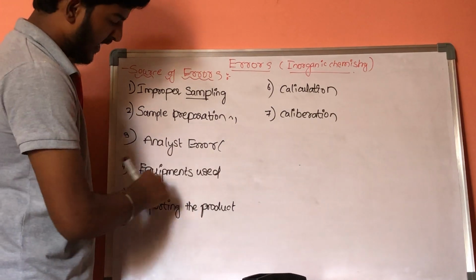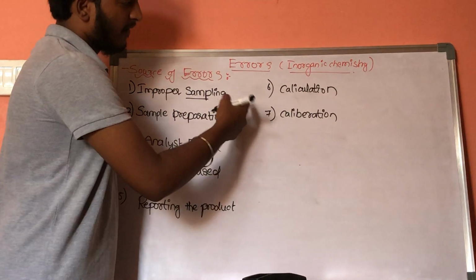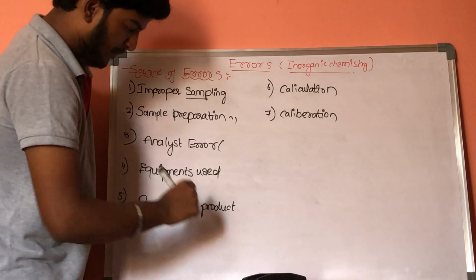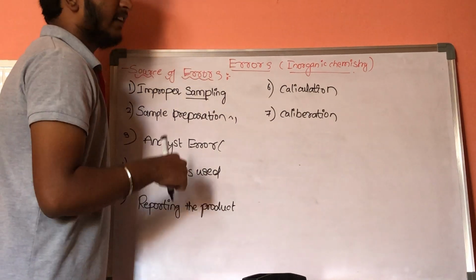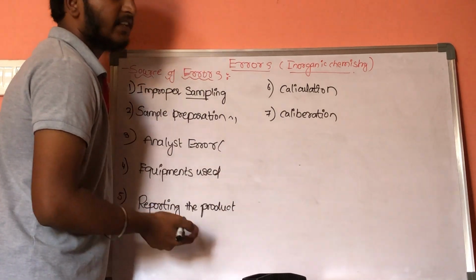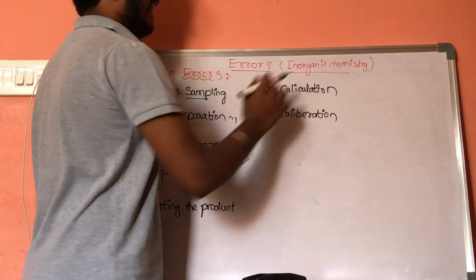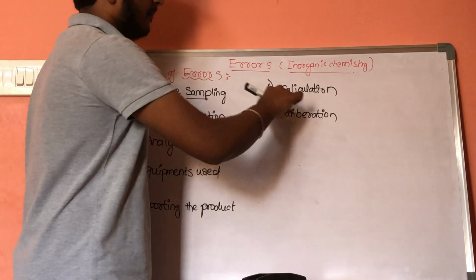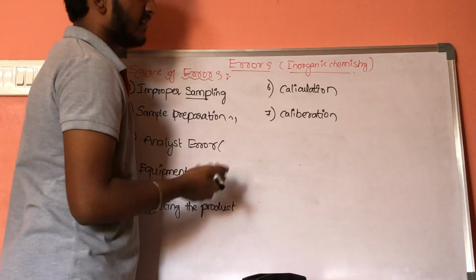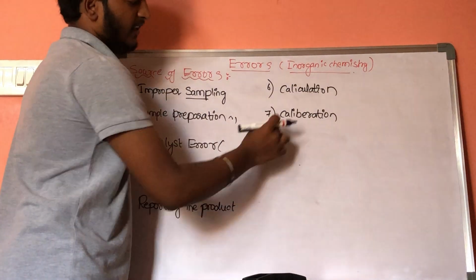This is analyst error. Equipment error: when there is an error in the equipments used by the analyst in the analysis process, it results in error. It is called equipment error. Reporting the product: when the analysis process is over, we get some product. While reporting the product, if there is any error in that product, it is known as reporting error. Calculation: in an analysis process, there are several calculations related to the reagents, analyst, etc. When there is any error in the calculation process, it is called calculation error. Next one is calibration.